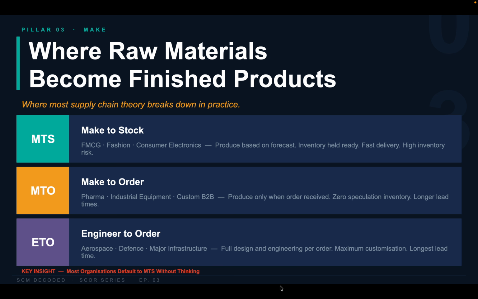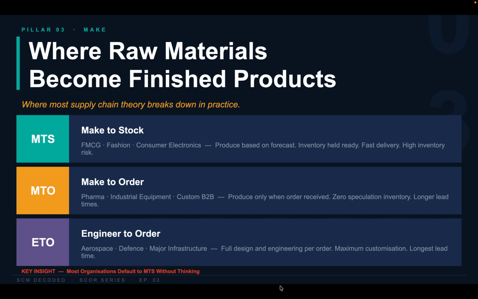The most important decision in make is which of these three strategies you are running. And most organizations never choose strategy consciously. So when we talk about make to stock, you produce based on your forecast. You hold the inventory and you deliver quickly to the customers. But there is a risk of high inventory if the forecast fails or goes wrong.